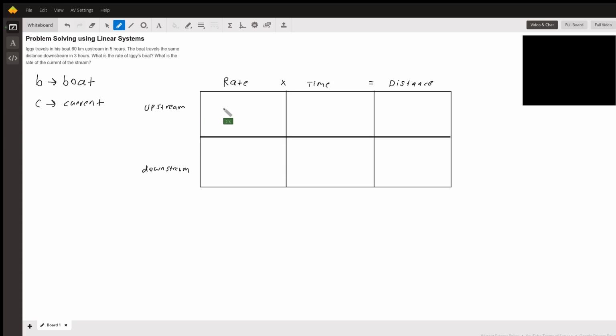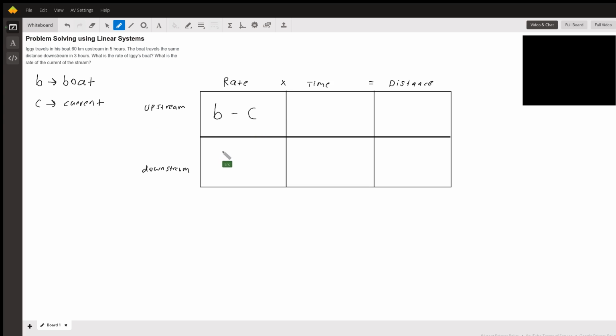Okay, so now the rate upstream. Iggy travels in his boat 60 kilometers upstream in 5 hours. So we do not know his rate, but his rate is going to be based on the fact that his boat is traveling upstream. Now remember, upstream, you're going against the current. So it's going to be his boat speed minus c, because he's going against the current.